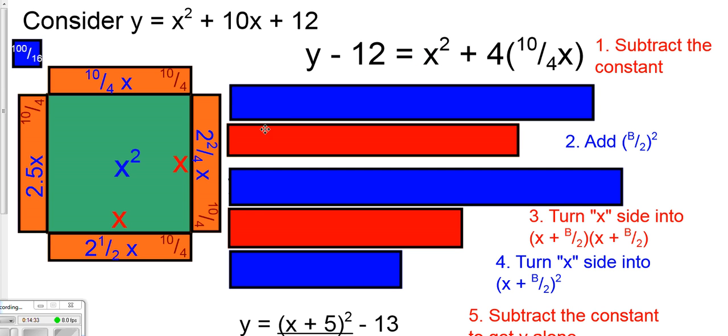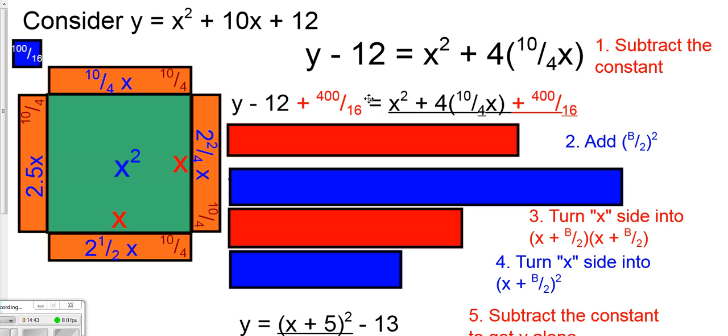Again, let's just double check all of those using the steps as we go. I started with my equation. I subtracted the constant from both sides. I subtracted that 12. Now again, when I look at this step, I was adding these little squares everywhere. One here, one here, one here. One here, one here. There were 4 of them, so I added 400 over 16.